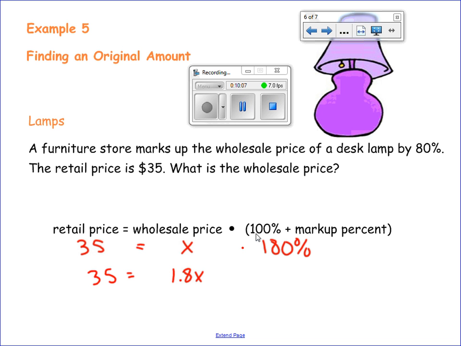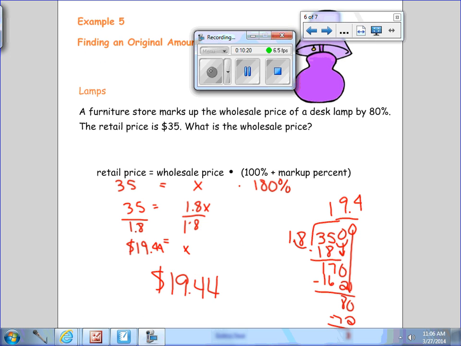You change the percent to a decimal, they're multiplying, so now I'm going to divide each side by 1.8. 35 divided by 1.8 is approximately $19.44, because you took 35 and divided it by 1.8. That's the example I left on the board. Notice that the 4 is repeating, so it's not going to be exact, but it's going to be about $19.44. Again, if you're confused about where to go, think about money, and you're going to go up to the hundredths place.